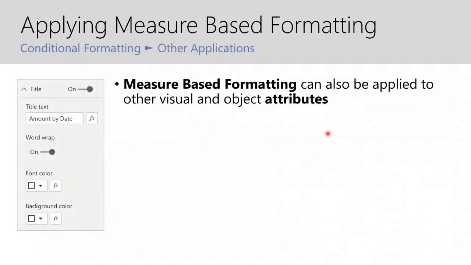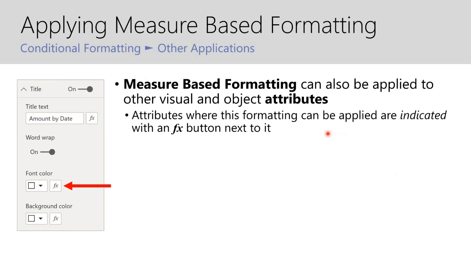Some other applications that I was mentioning earlier, and why I like the term measure-based formatting, is that you can take essentially the conditional formatting logic in some situations but apply it to other things in visuals and objects in Power BI reporting. So whenever you see this little fx symbol in here, if you're on the latest version at least, that will indicate that you can apply some type of measure-based formatting to it.